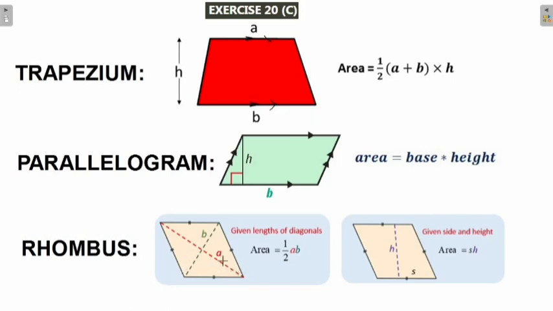Now, if you know the diagonals of the rhombus, suppose in this case, this diagonal is given to be A and this diagonal is given to be B, then the area becomes half into A into B, that is half into the product of the diagonals. So in case of rhombus, we have got two formulas for finding area, whereas in case of trapezium and parallelogram, there is only one formula for finding the area.